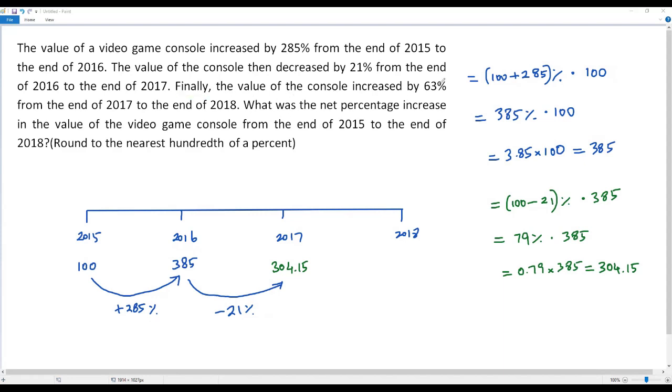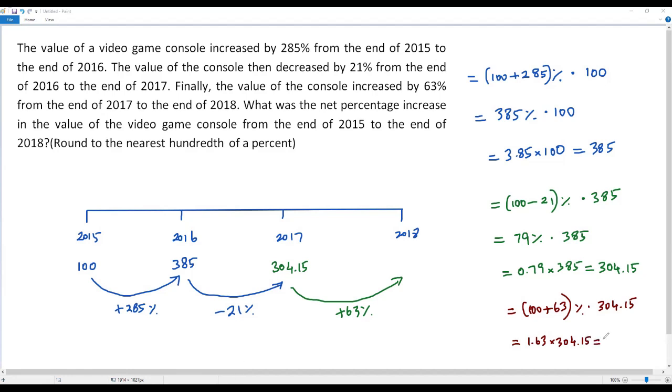Finally, the value of the console increased by 63% from the end of 2017 to the end of 2018. So from 2017 to 2018, it is increased by 63%. Then we have to add this 63 to 100. Let me do the calculation, because we increase. So I'm adding 63 to 100% times the value we are trying to increase, that is 304.15. When we add, we are getting 163, that is 163%. When we convert this to a decimal, we get 1.63 times 304.15. Let's multiply these two values.